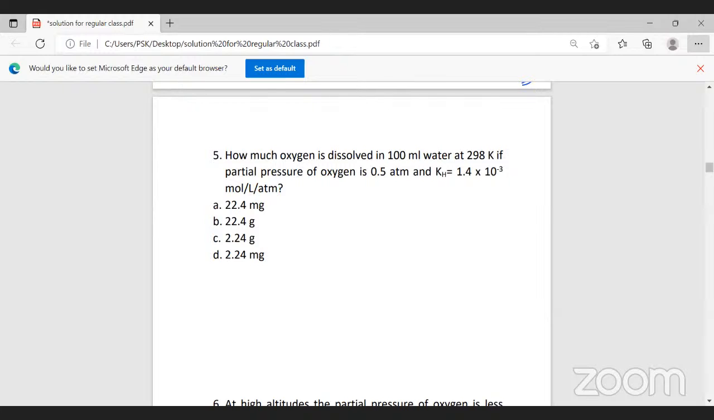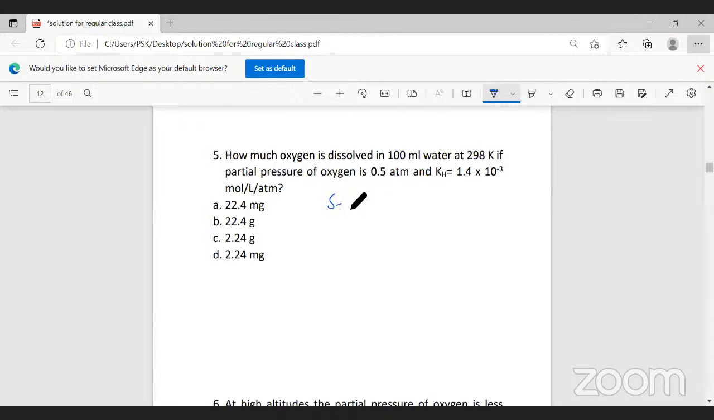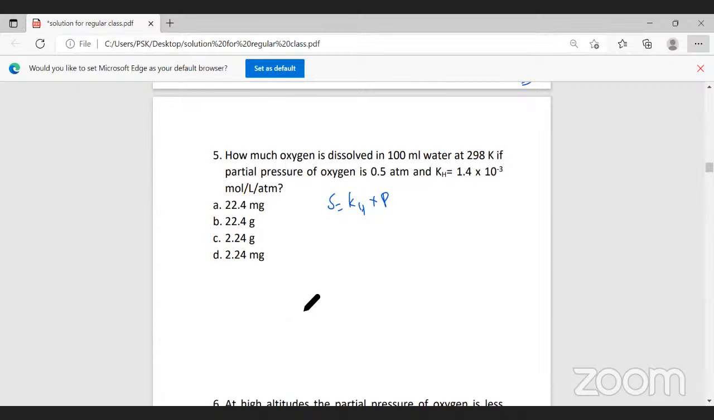See, solubility is also given by the formula KH into partial pressure. Now, they have given the partial pressure of oxygen to be 0.5 atmosphere. So what is the solubility? KH they've given us 1.4 into 10 to the power minus 3, into 0.5. Therefore, the solubility will be 0.7 into 10 to the power minus 3 molar.